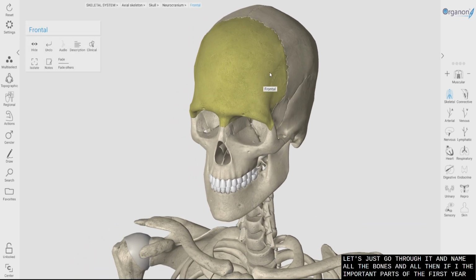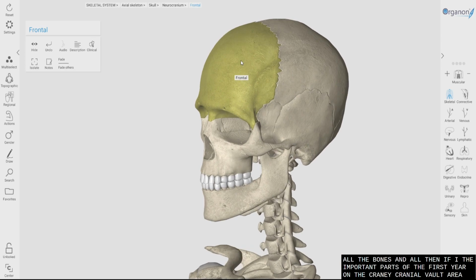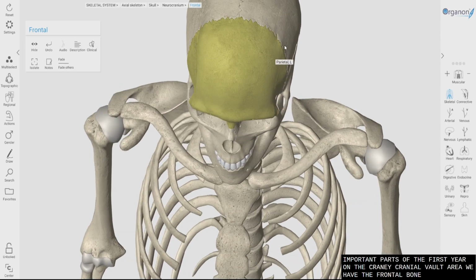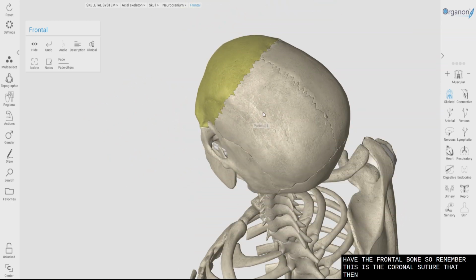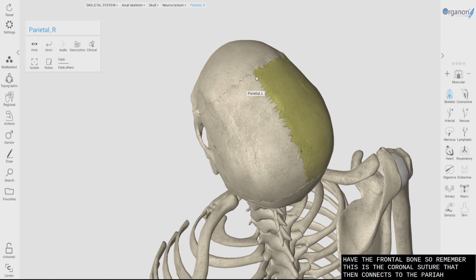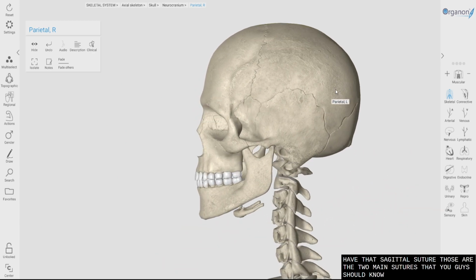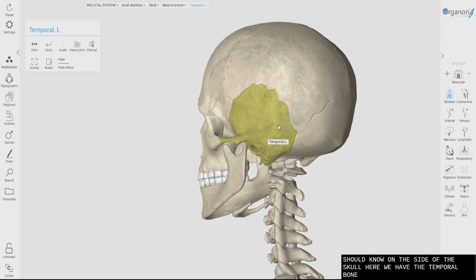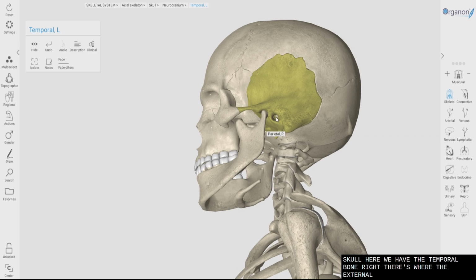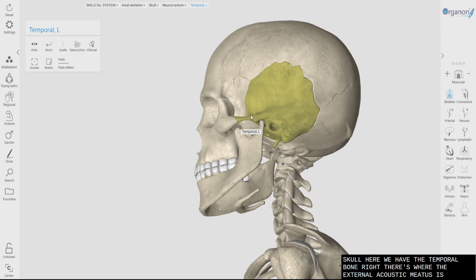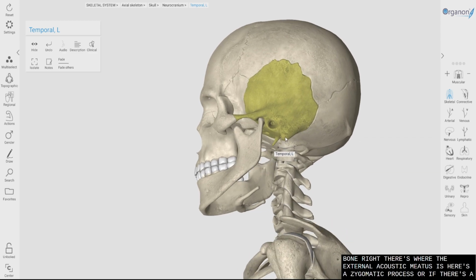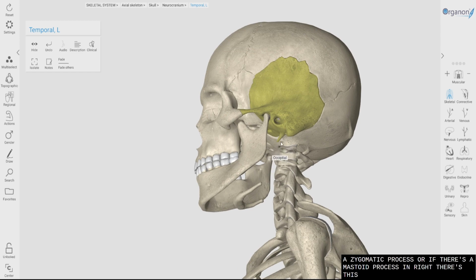So first here on the cranial vault area, we have the frontal bone. Remember, this is the coronal suture that then connects to the parietal bones, and between the parietal bones we have that sagittal suture. Those are the two main sutures that you should know. On the side of the skull here we have the temporal bone. Right there is where the external acoustic meatus is. Here's a zygomatic process. Right there's the mastoid process, and right there's the styloid process.